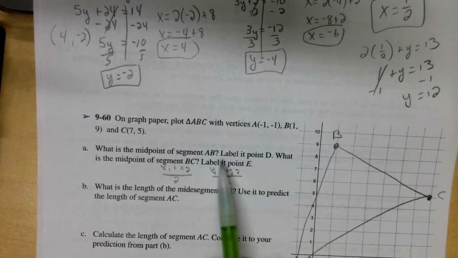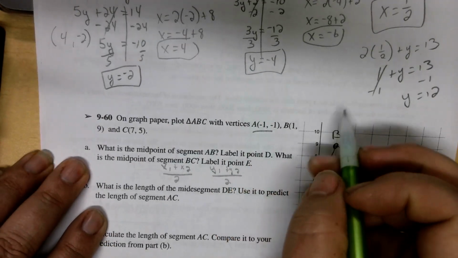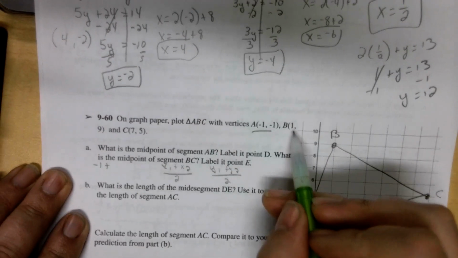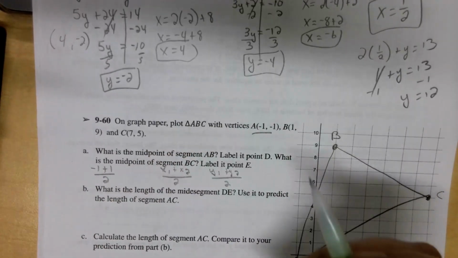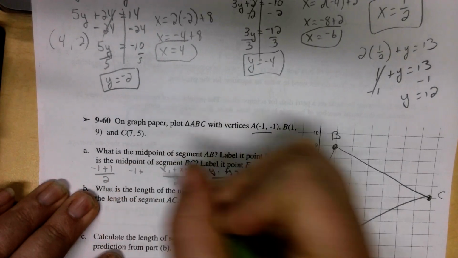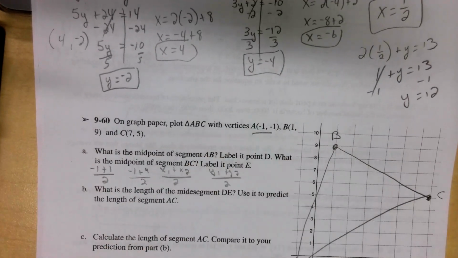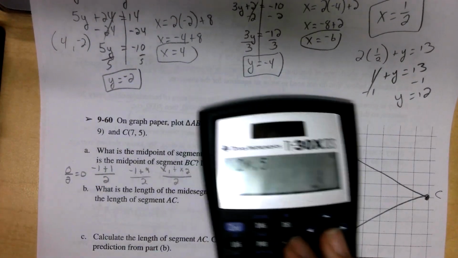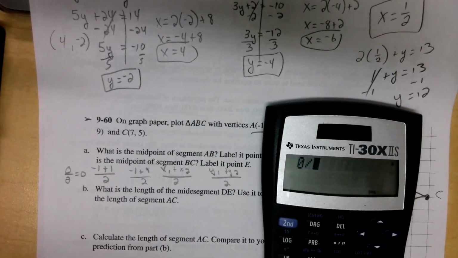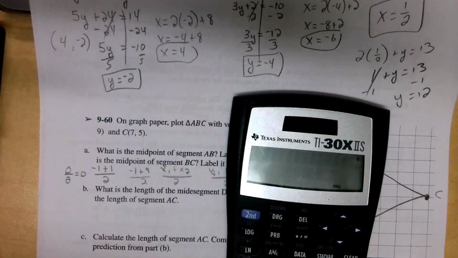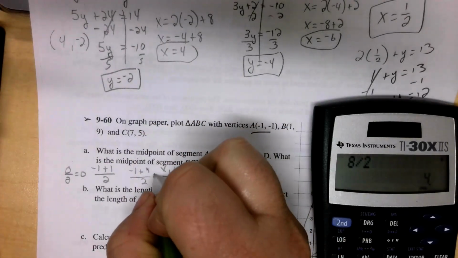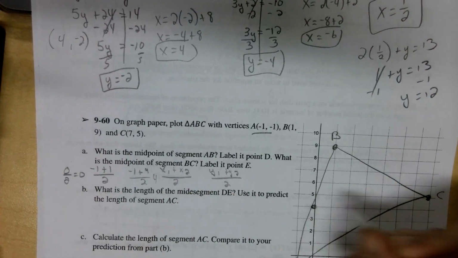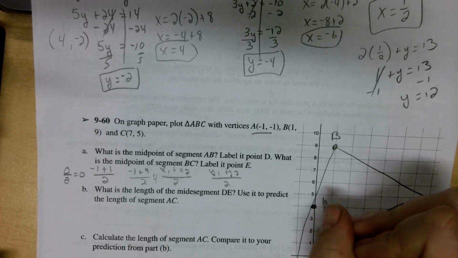So A and B. So x1 is negative 1 plus x2 is 1 divided by 2. And then y1, negative 1 plus 9 divided by 2. So 0 divided by 2 is 0. Okay, and then 8 divided by 2 is 4. So 0, 4 is the midpoint. I didn't draw it very well, but it would be right here. We're going to label that D.